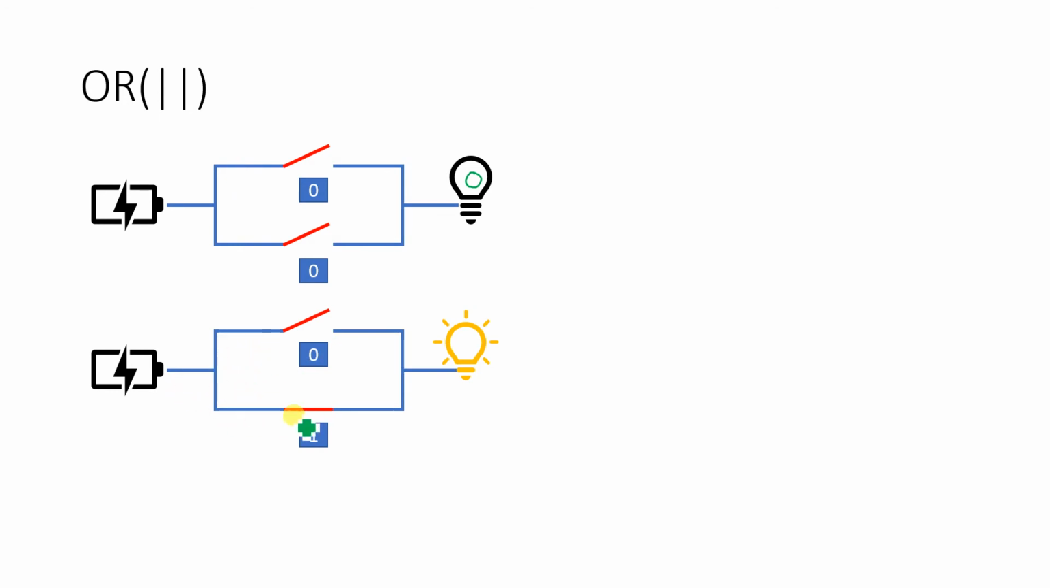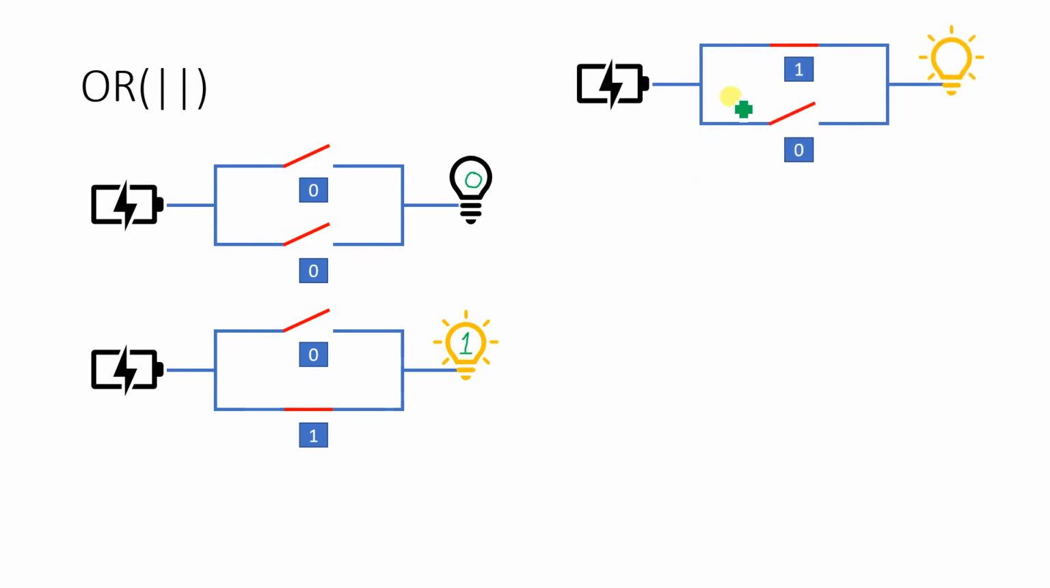I have connected the switch on this side and this switch is open. So that means the current will flow in this way and the bulb will glow. So for 0 1, the output becomes 1. Similarly, if you consider the first switch is connected but the second switch is not connected, still the current will pass through this path. That's why the bulb will glow. So that means for 1 0 also the bulb will glow, that is 1.